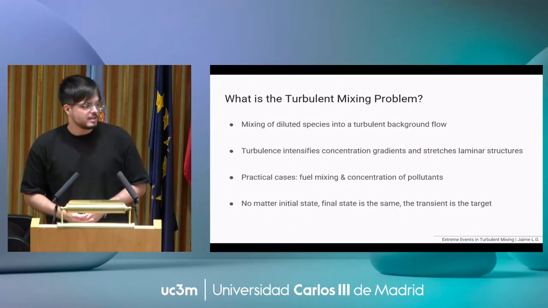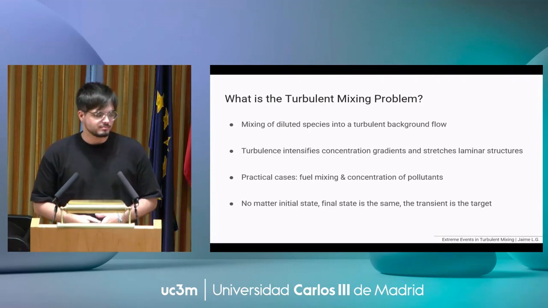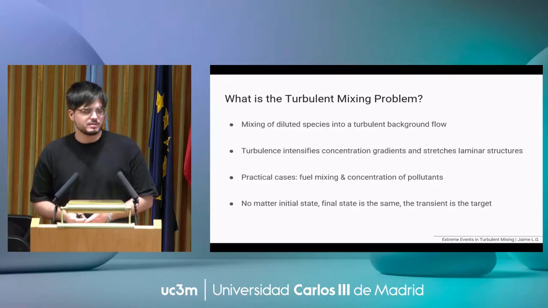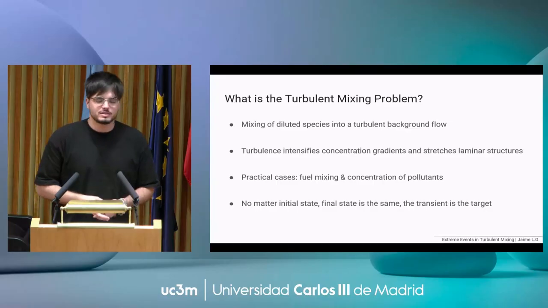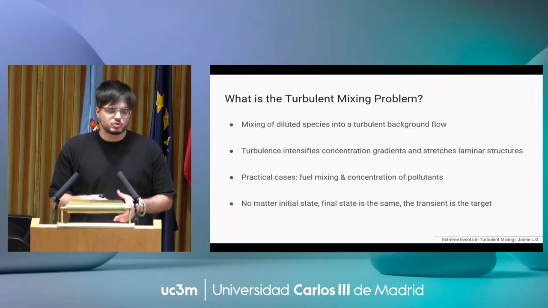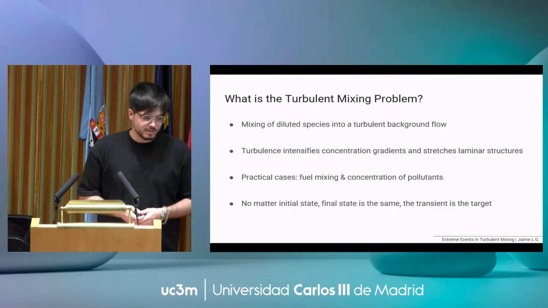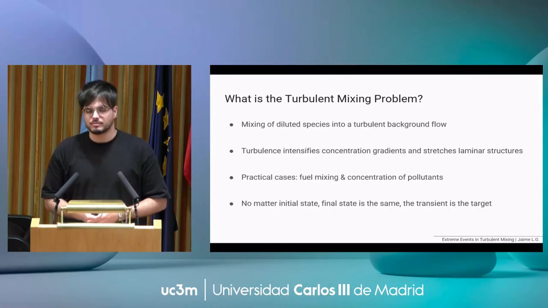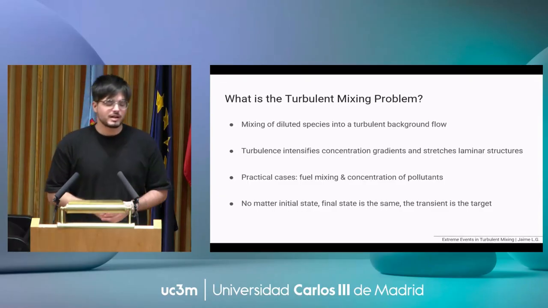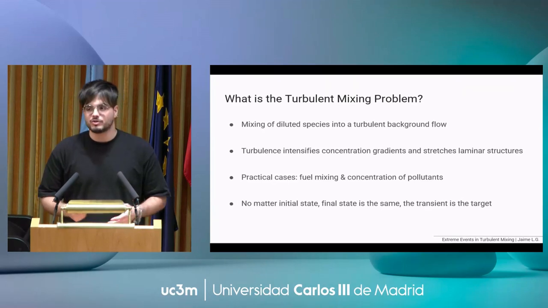Perfect, okay. The turbulent mixing problem basically consists in the mixing of a diluted species into a turbulent background flow. The task of the turbulence is to intensify the gradient of the concentration and to stretch the laminar structure of the diluted species. Some practical cases of the problem are the mixing of fuel in combustion, for example, and another one is the behavior of the concentration of pollutants.